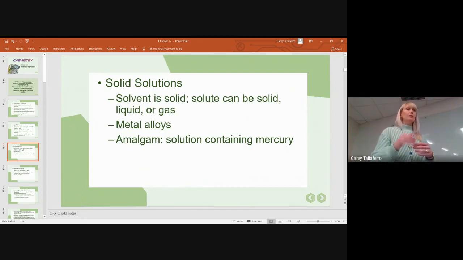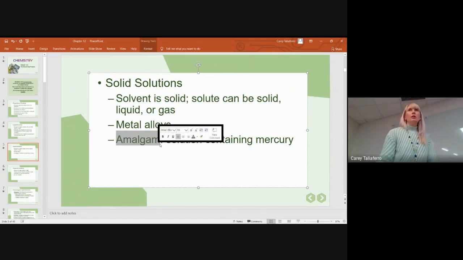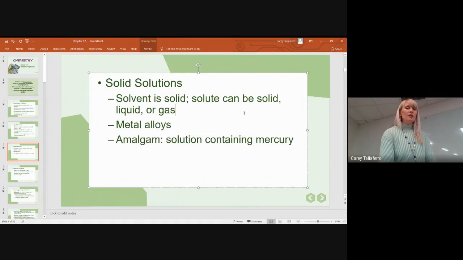You can also add liquids and gases to solid solvents. Again, metal alloys are just mixtures of metals. And then there's a special type of this kind of mixture, which is called an amalgam. This term amalgam deals specifically with mercury. Because mercury, you guys know, is a liquid at room temperature. And so there's a special form of solution with mercury, and we call those amalgams.